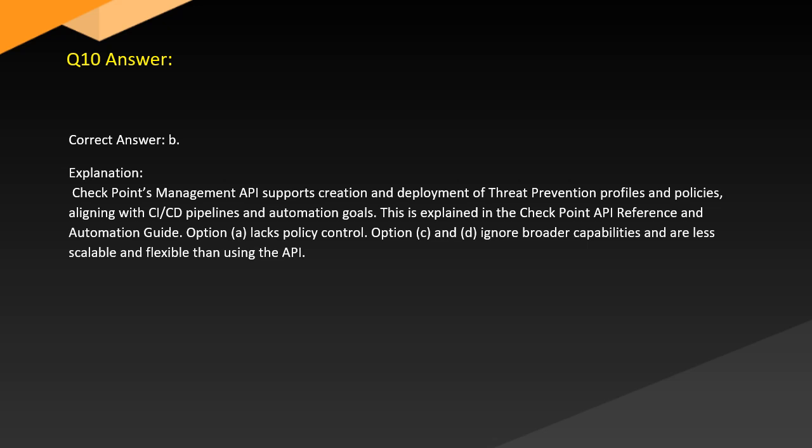Answer. Correct answer: B. Explanation. The Check Point Management API supports creation and deployment of threat prevention profiles and policies, aligning with CI/CD pipelines and automation goals. This is explained in the Check Point API Reference and Automation Guide. Option A lacks policy control. Options C and D ignore broader capabilities and are less scalable and flexible than using the API.